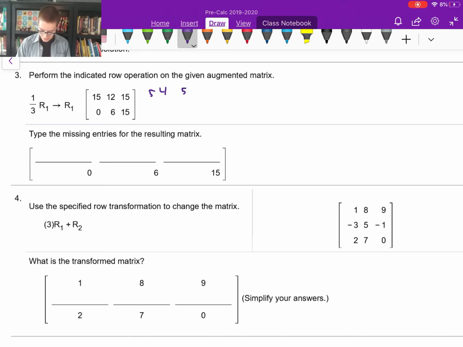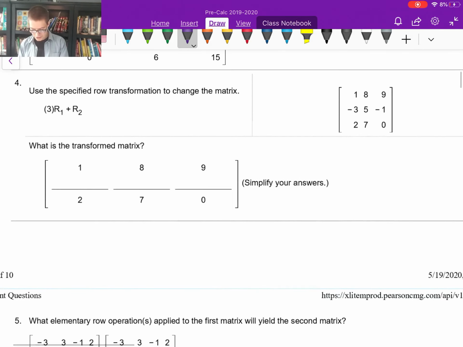So row 1 now equals 5, 4, 5, and then row 2 still equals 0, 6, 15. Those are our new matrices. Then it says that's the answer. 5, 4, 5. Okay. Next one, use the specified row transformation to change the matrix.